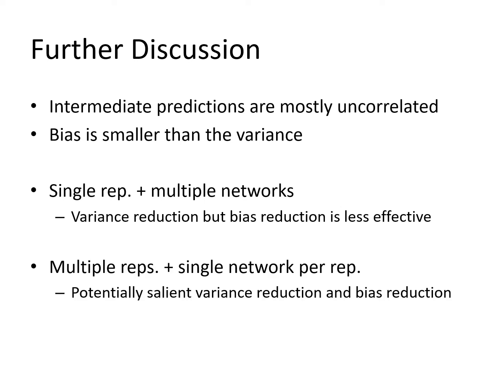Another option, what we have been applying, is called multiple representations and a single network per representation, right? So in this case, we can get potentially salient variance reduction. This has been justified in the hybrid approach case. And we argue that there is potentially bias reduction, right? So maybe on the different representations, the bias can have the so-called concentration effects. All of these require further theoretical justification.